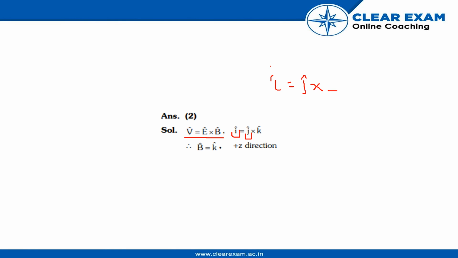So we need to find out that something, and as you know, i cap can be written as the cross product of j cap and k cap. So we can assume that the direction of the magnetic field is the positive z direction.